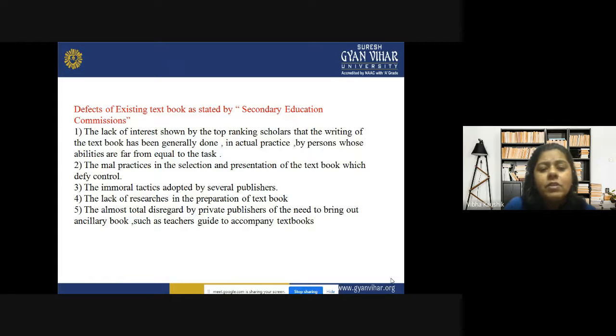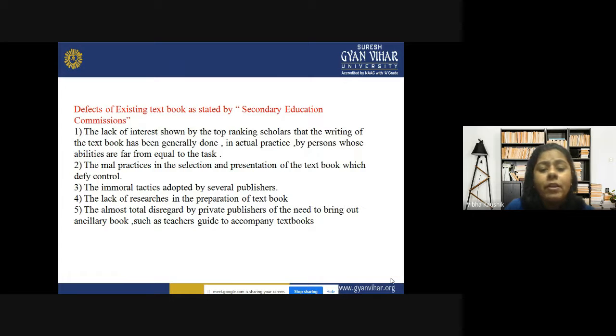The malpractices in the selection and presentation of the textbook. Practices in the selection, that the proper selection of the content is not there, and the presentation of the textbook is not proper. The immoral tactics adopted by several publishers are also defects in the existing textbooks. The lack of research in the preparation of textbooks means the writers are writing the textbooks. They are not bothered about the researches that have been done in that particular area. So the lack of research has to be addressed by the writers when they are thinking of writing a textbook.